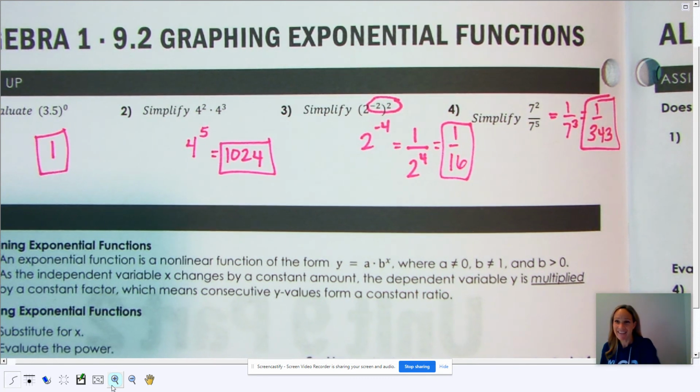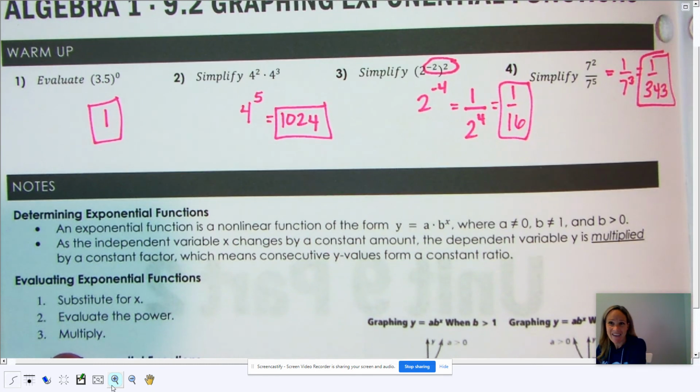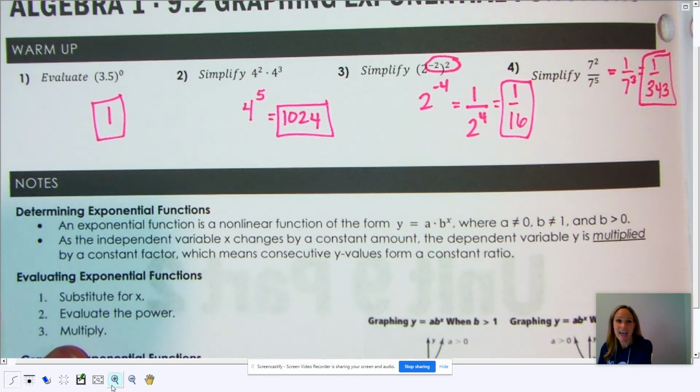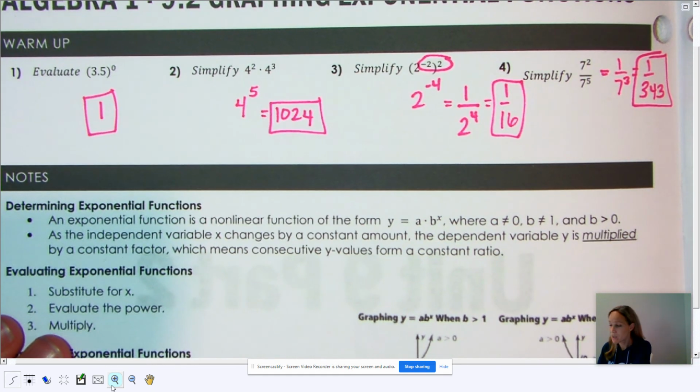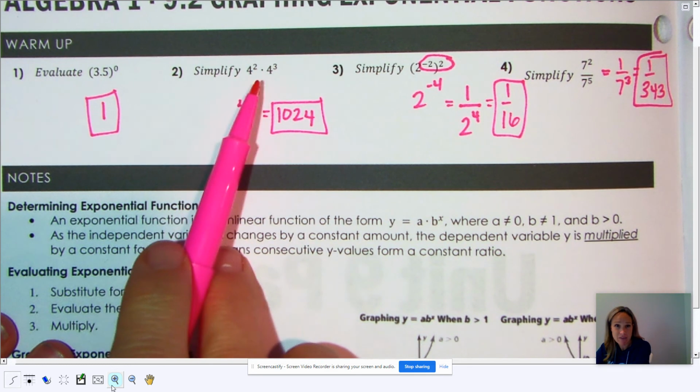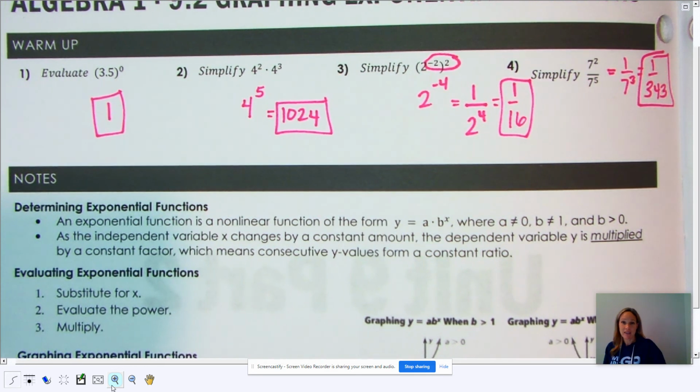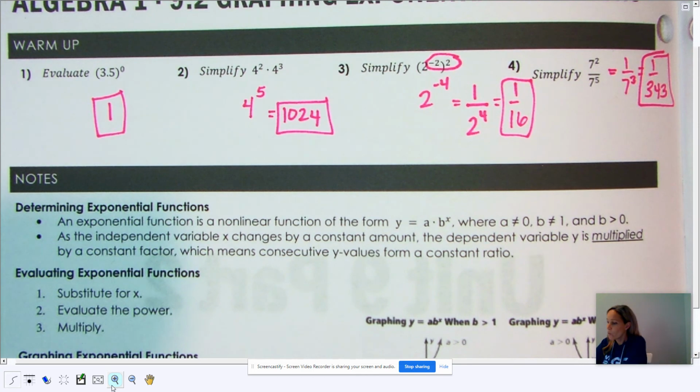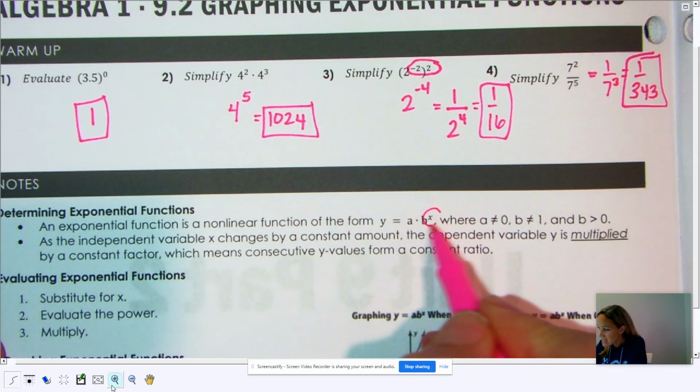Yes, we're going to go ahead and go on to the notes now. So we are looking at exponential functions. Last week we talked about the properties of exponents. Now we're going to look at the relationship between x and y when x is an exponent.